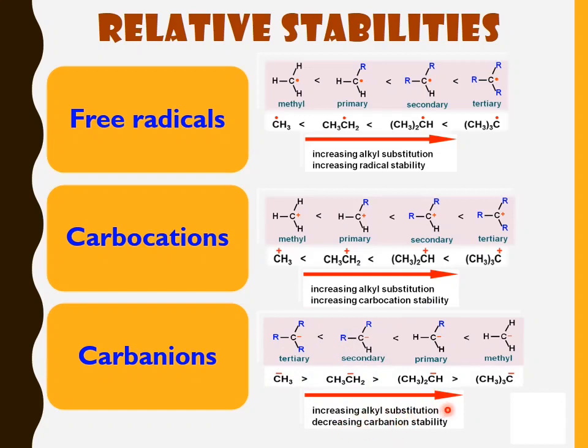Why does this happen, class? Carbanion is electron rich, so it has high electron density on that carbon atom. They are destabilized by substituents such as alkyl group. We know that alkyl group is an electron donating group. That's why if the number of alkyl groups increases, it will decrease the stability of carbanion.